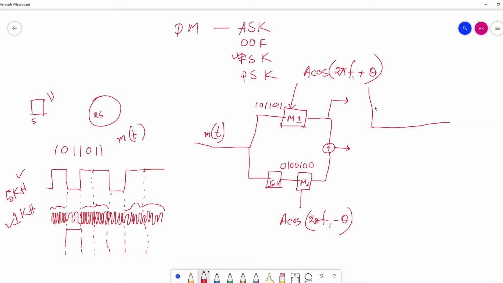So first one, and then we are getting 0, then again 1, again 1, then we are getting 0, then again 1 1.